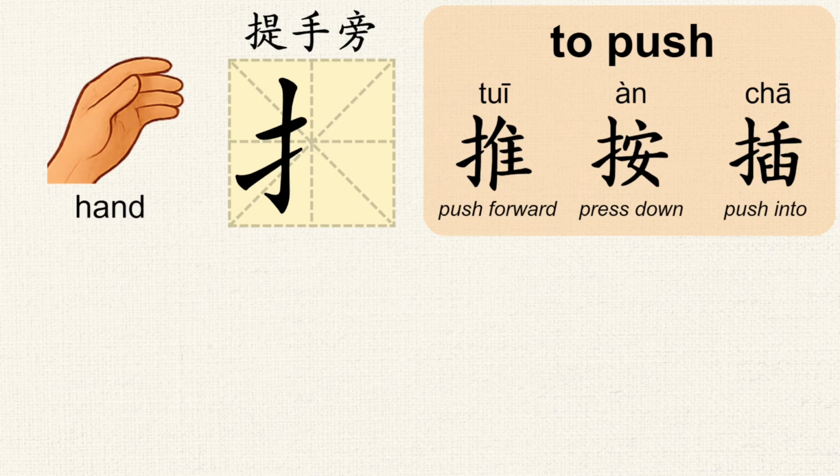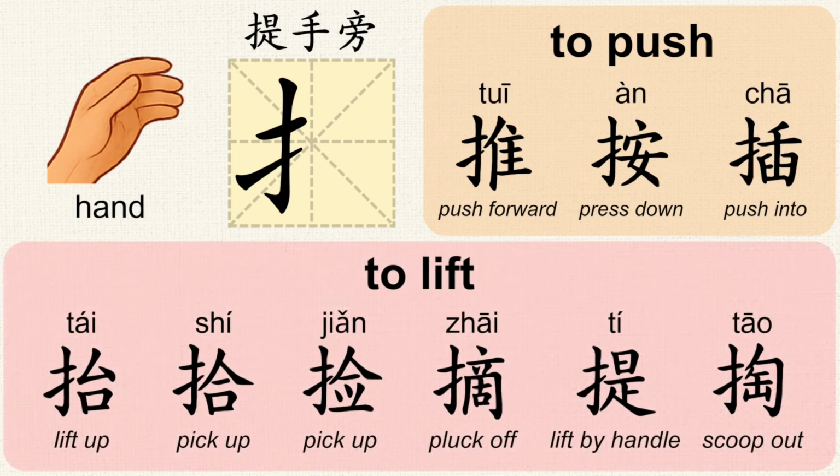Or when you use your hands to lift something up. Tai means carrying something heavy, often involving 2 or more people. Shi and jiang mean to pick something up from the ground, but shi is more formal while jiang is common in everyday speech. Zhai means to pluck off, maybe fruit from a tree or a flower from the ground. Ti is used when lifting something by a handle. Tao means take something out, often from a bag or a pocket.